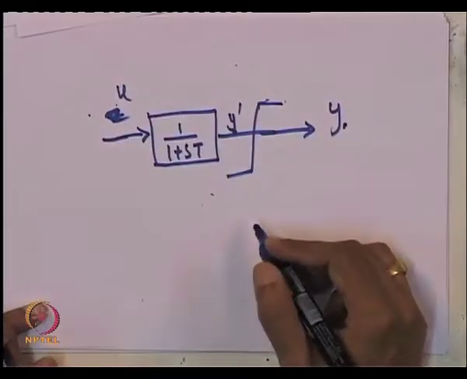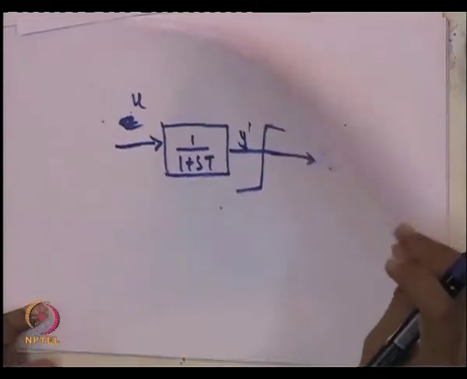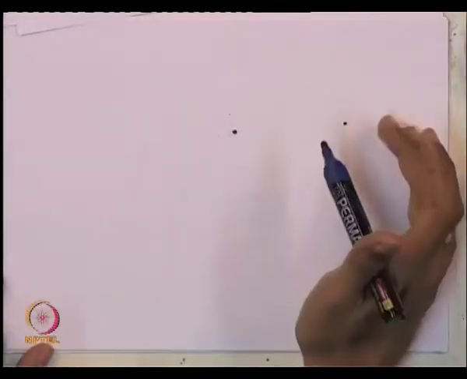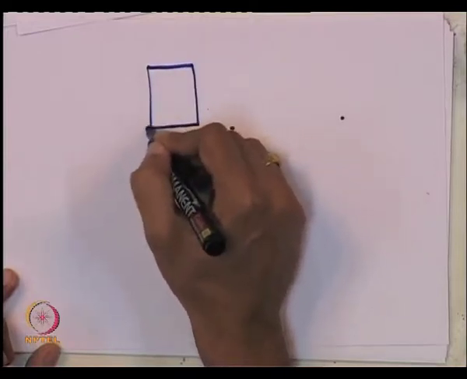Okay. You can have another class of limiters which is called a hard limiter. In order to do that, let us take the example of a simple integrator. Suppose I have got an integrator.